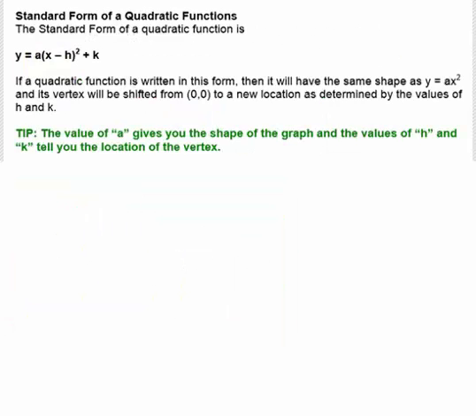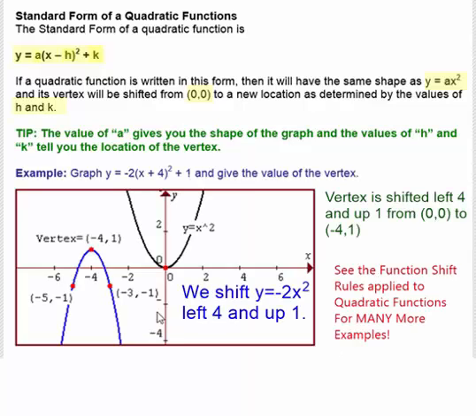The standard form of a quadratic function is y = a(x - h)² + k. Any quadratic function written in this form will have the same shape as y = ax². Furthermore, the vertex will be shifted from (0, 0) to the new location as determined by the values of h and k. And here I have an example.